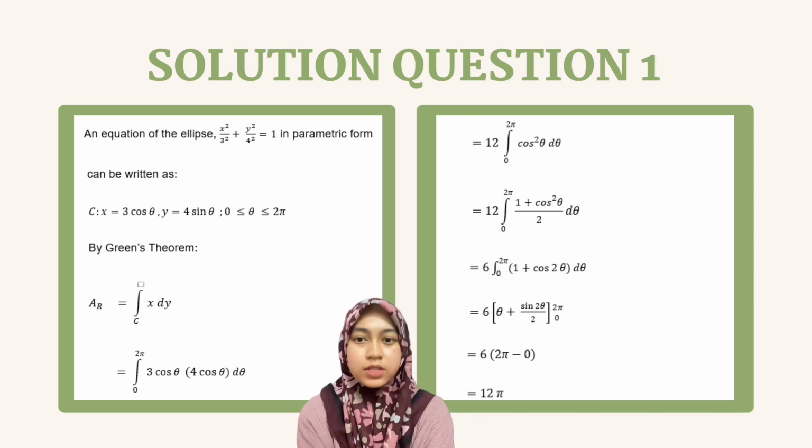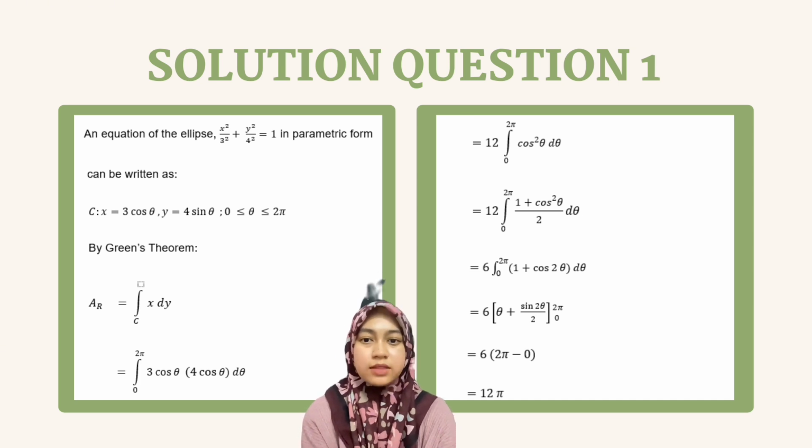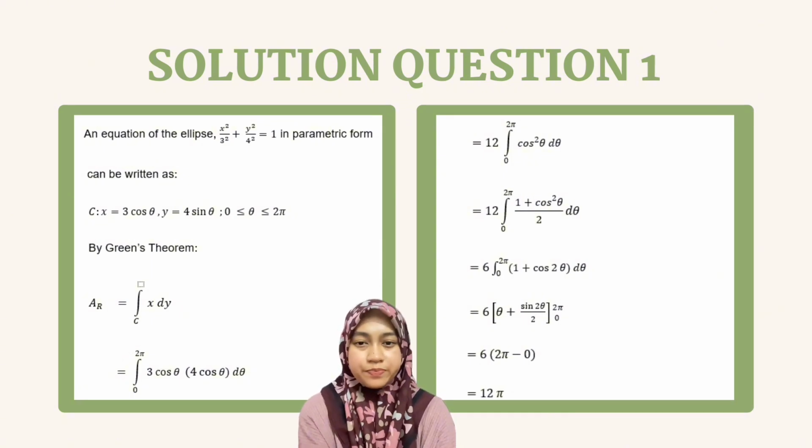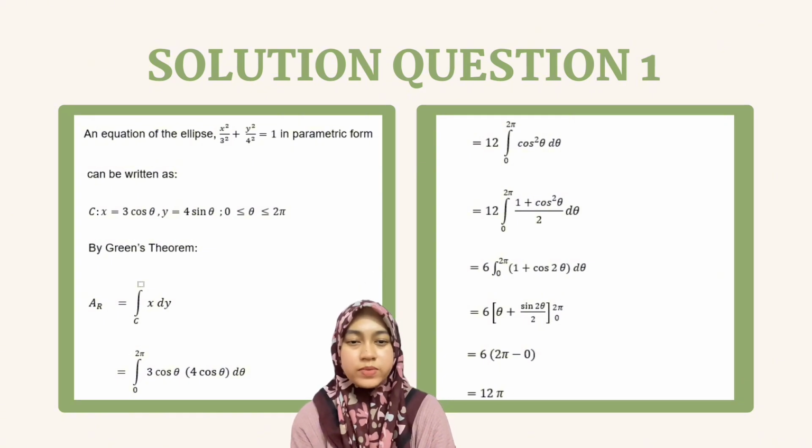Next, we substitute the parametric form into the integral. We substitute x equal to 3 cos theta and dy equal to 4 cos theta d theta into the line integral. This simplifies the integral to 12 times the integral from 0 to 2 pi of cos squared theta d theta. Next, we simplify the integral by using the trigonometric identity cos squared theta equals 1 plus cos 2 theta over 2. Next, we evaluate the integral by separating it into two parts and integrating each term, which equals 6 times the quantity theta plus sine 2 theta over 2, evaluated from 0 to 2 pi.